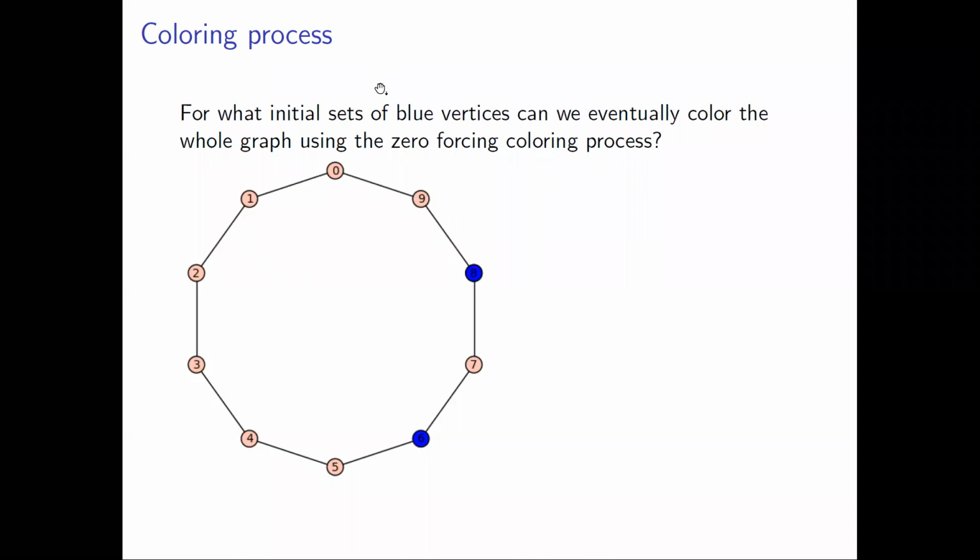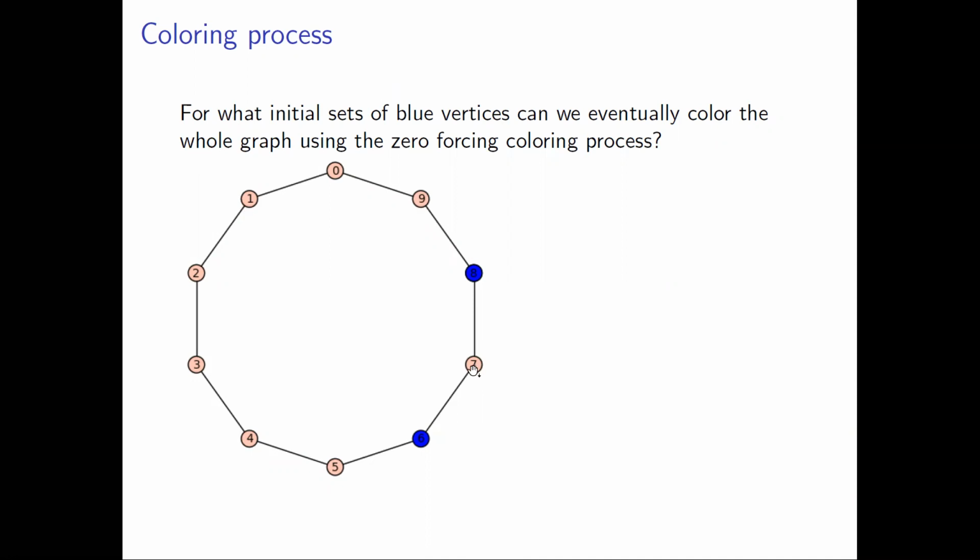So a natural question to ask is, given some graph, for what initial sets of blue vertices can we eventually color the whole graph blue using the zero forcing coloring process? Just like the graph that we saw at the top of the last slide.